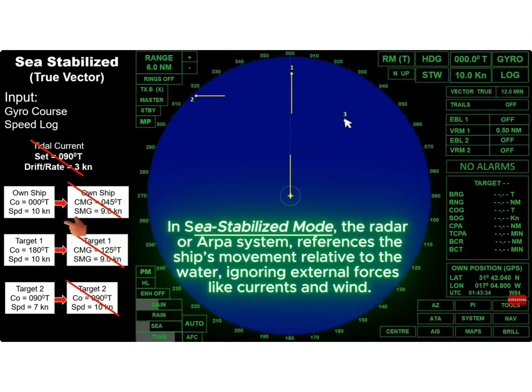In sea-stabilized mode, the radar uses gyro course and speed through water. Here, true vectors show movement through the water, ignoring tidal current and wind, and display course and speed through water, not over ground.